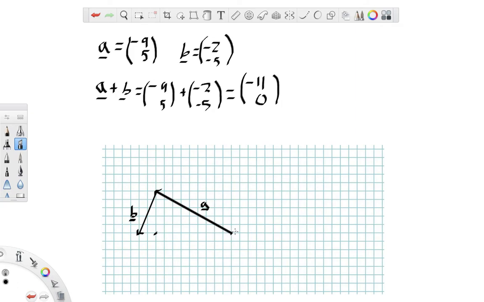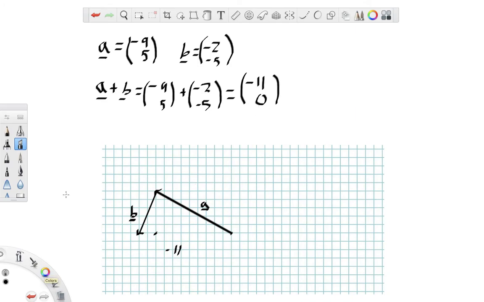Let's check. Well, we started here, there we go, 1, 2, 3, 4, 5, 6, 7, 8, 9, 10, 11. Well, we've moved 11 units to the left, so that seems to be alright. We haven't moved up or down, so that's right. That's represented by 0.